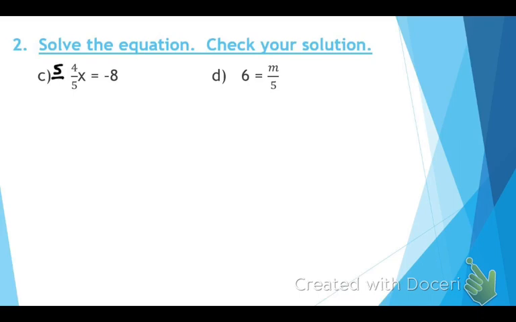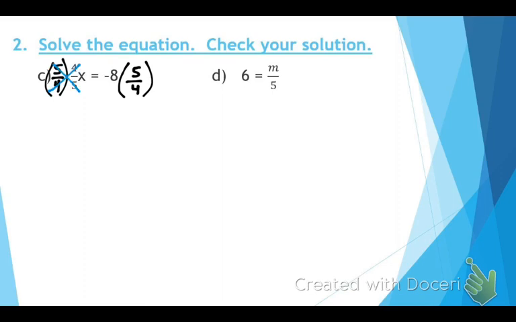5 over 4. And remember, whatever you do to one side, you have to do to the other. So I multiplied by 5/4, which means over here I am also going to multiply by 5/4. Nehemiah, keep going. Okay, so these guys right here are going to cancel out.